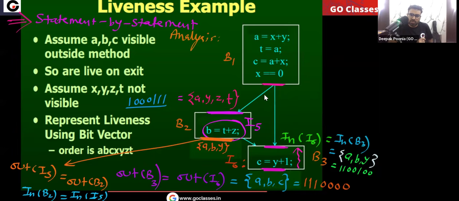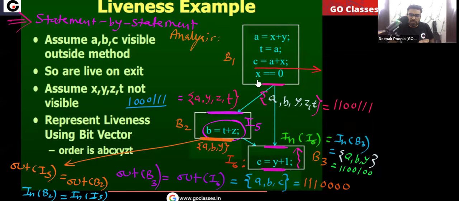So we will take the union, and finally that union, what will it become? It will become A, Y, Z, T union A, B, Y. So this union will become A, B, Y, Z, T, and in the bit vector it will be A, B, C, X, Y, Z, T. Okay, that's it. Now you tell me what about here? What will be the bit vector for liveness information at this program point, between these two instructions?